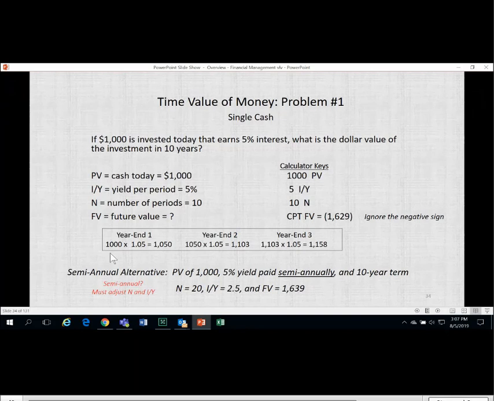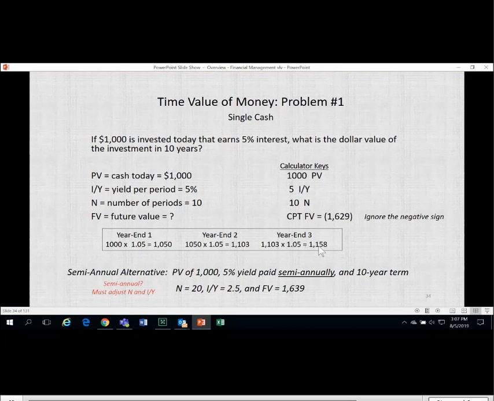Well, end of year 1, we had $1,000 sitting in our account all year. So at the end of the year, we earned interest at 5%, and we're going to have $1,050. Then during year 2, we have $1,050 in there. At the end of the year, we're going to earn interest, so we're up to $1,103. Then we're up to $1,159.